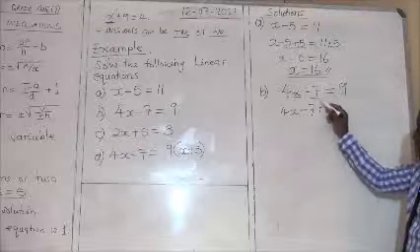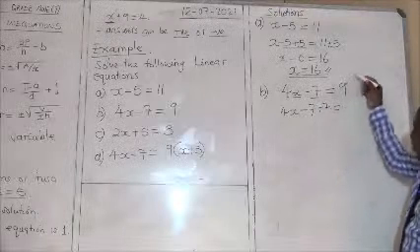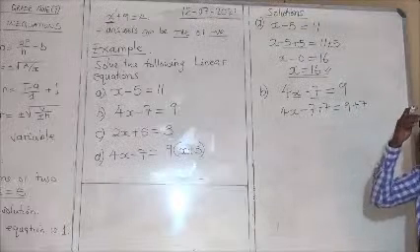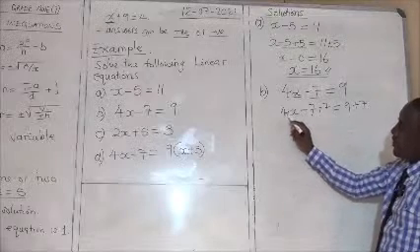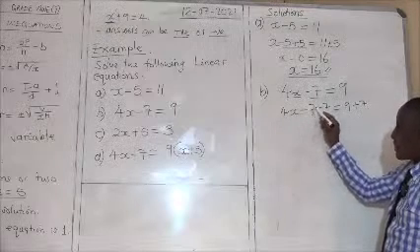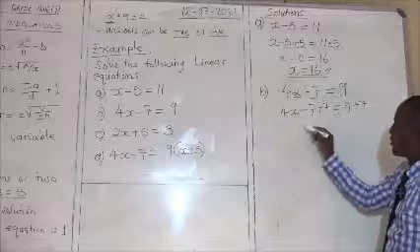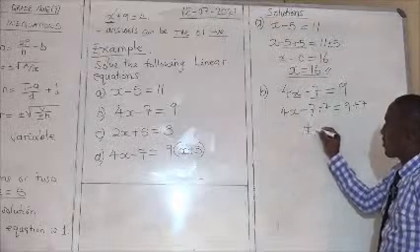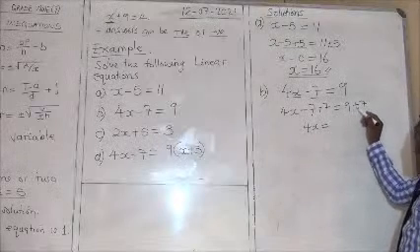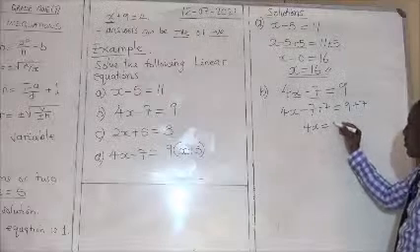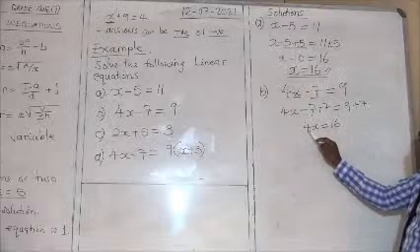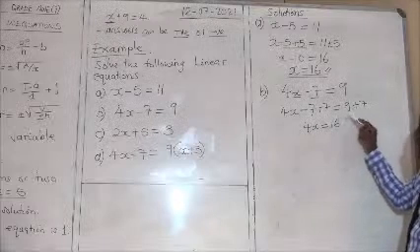Since we have added 7 to this side, we should add 7 to the other side too. So 9 plus 7. Here we have 4x, then minus 7 plus 7. This minus 7 plus 7 will give us 0, so we just remain with the 4x. The other side we have 9 plus 7, and adding them, we are going to have 16. Now we have 4x is equal to 16.